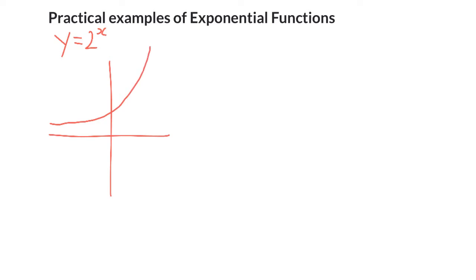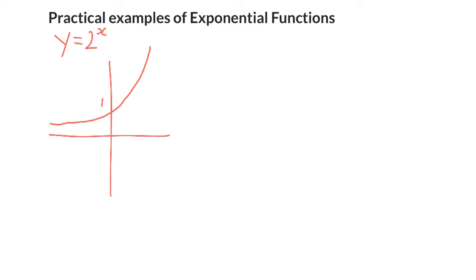Welcome. In this lesson, we're going to have a look at some practical examples of exponential functions. Now, we've already established an exponential function is something that has a variable power, something that might look like this: y equals 2 to the x, looks about like this, where it's got an asymptote at the x-axis, where it's got a y-intercept of 1, and as x gets big, y gets really big, and as x becomes negative, y becomes really small.